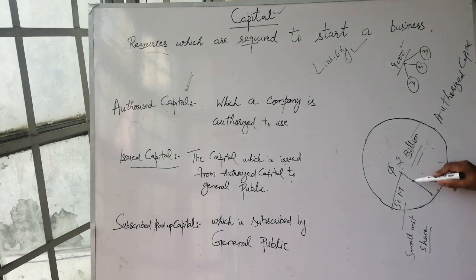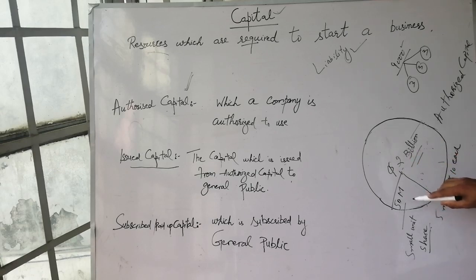In the same way the company also divides its capital into small units, which are known as shares. Suppose the company issues 50 million as issued capital. The company can divide this 50 million into 5 million shares of $10 each, right? So it will issue these 5 million shares to the general public through newspaper, and people will buy these shares.